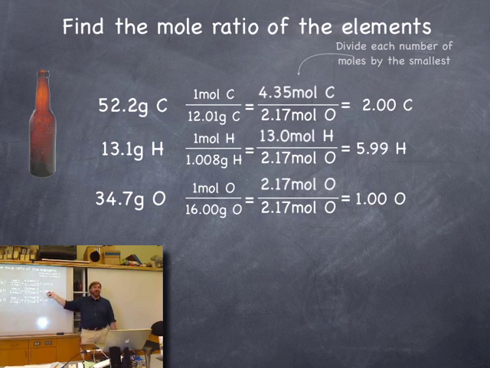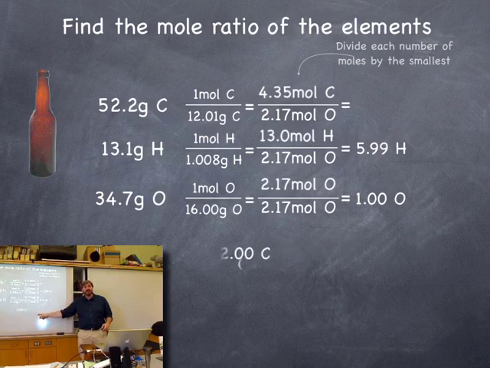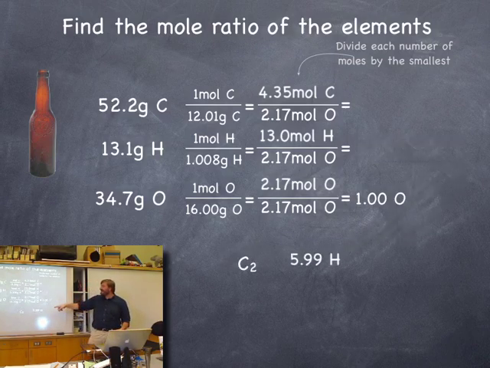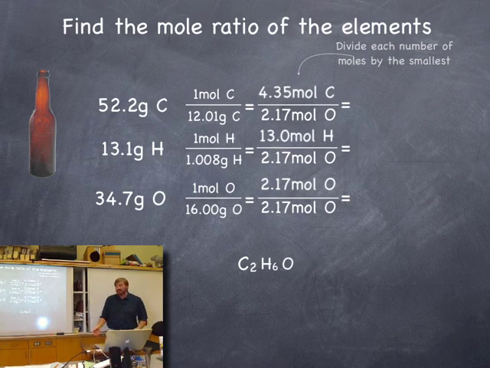We're going to go through and do this. You're going to figure out the formula for the compound. Okay? So, here's the key. These numbers are the ratio for the chemical formula. These numbers become the subscript. Okay? 2 carbons. 5.99 is going to become 6 hydrogens. Okay? And the 1 oxygen is going to be 1 oxygen.